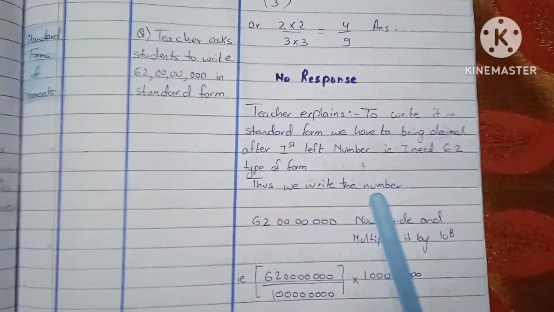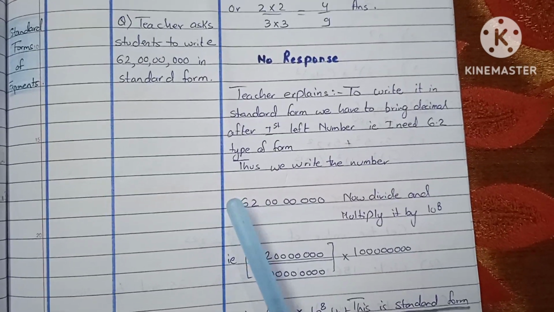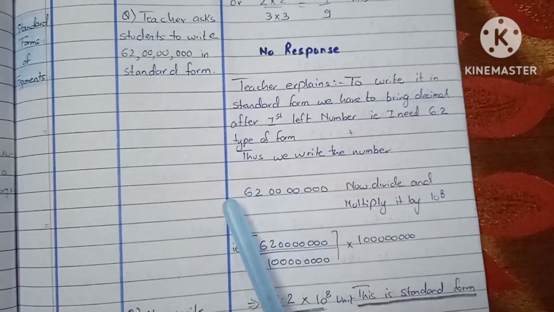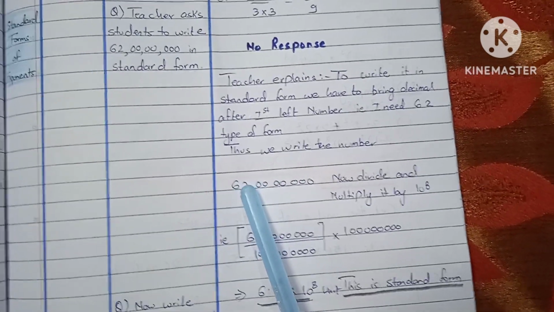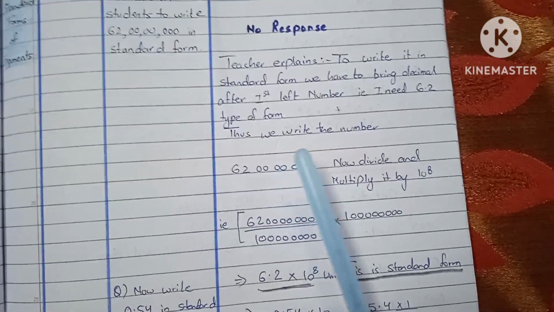For this she explains that first of all we write the number. What I want is 1 decimal after 6. From the left side I need 1 decimal over here. That is the standard form. Rest will go in powers of 10.